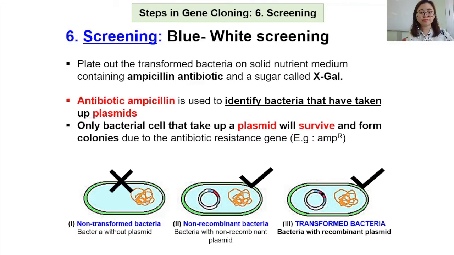So, that's what the first sentence means. You plate out the transformed bacteria into that nutrient medium. Antibiotic ampicillin is used to identify bacteria that have taken up plasmid.